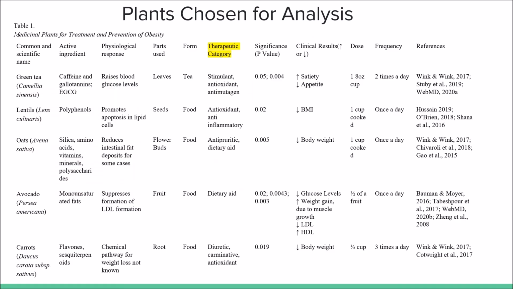This is a table showing the 5 different plants that I chose to complete the study on obesity prevention. The 5 plants were lentils, green tea, oats, avocado, and carrots. And for this slide, the important thing to note is the therapeutic categories. Green tea is a stimulant and an antioxidant. Lentils are also an antioxidant while also being anti-inflammatory. Oats are a dietary aid. Avocado is also a dietary aid, and carrots are known to be diuretic and antioxidant. These will be gone into detail further in the next slides.